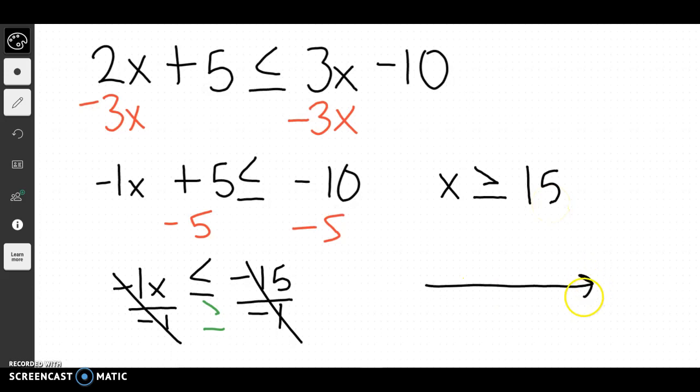If I had to graph this, I'd make a dot at 15, and it would be closed because this is an equal to, and then I would shade this to the right because x is greater than. Any time this open thing is facing the x, it'd go to the right.